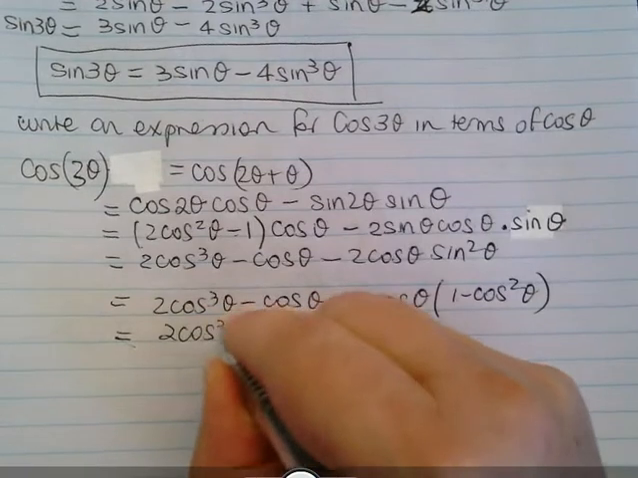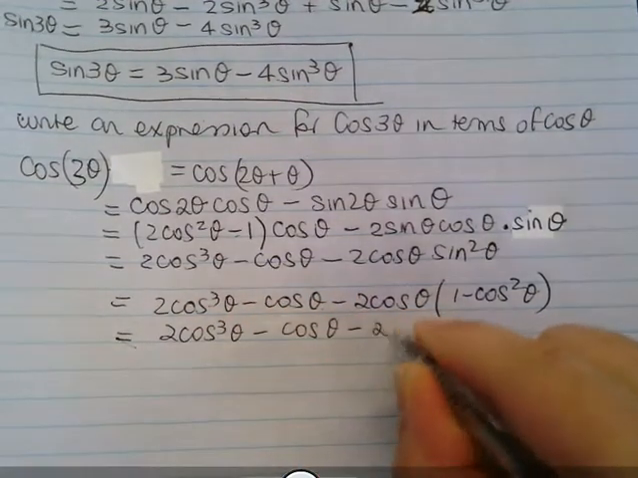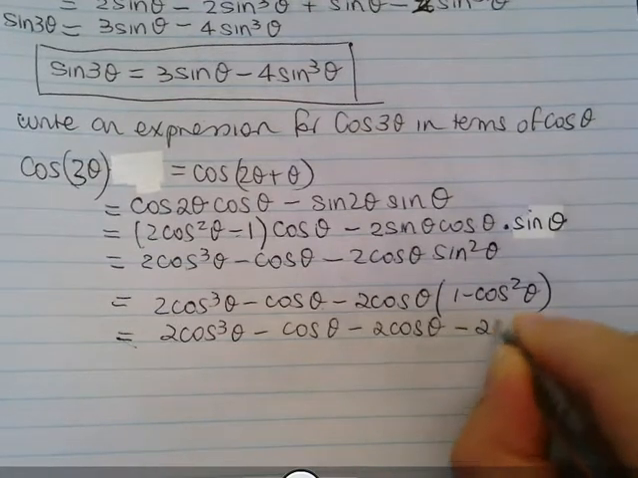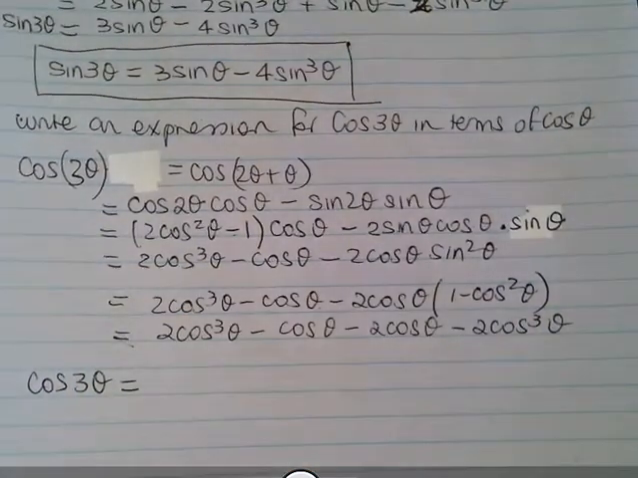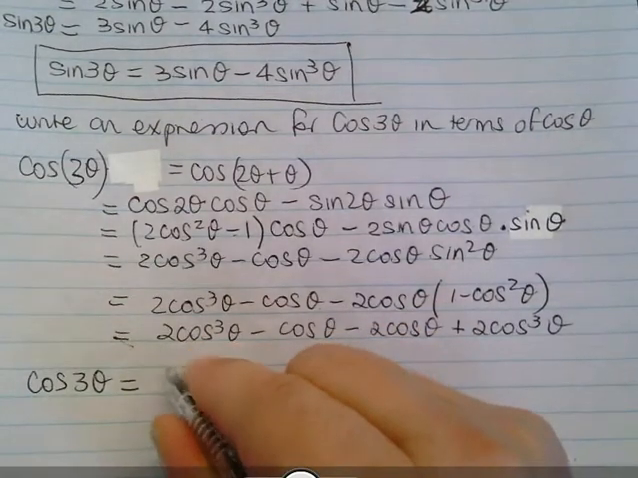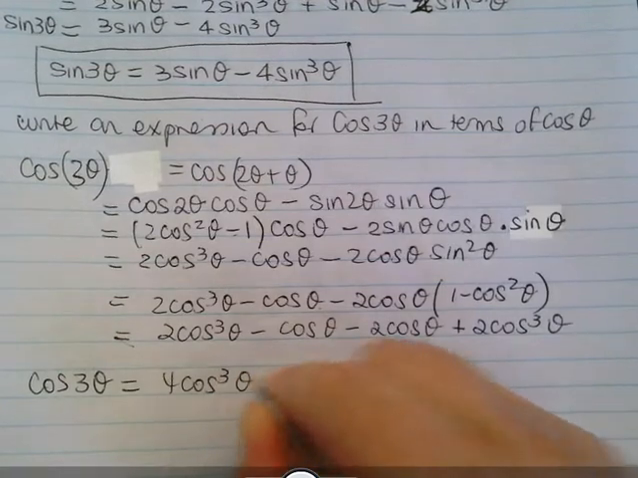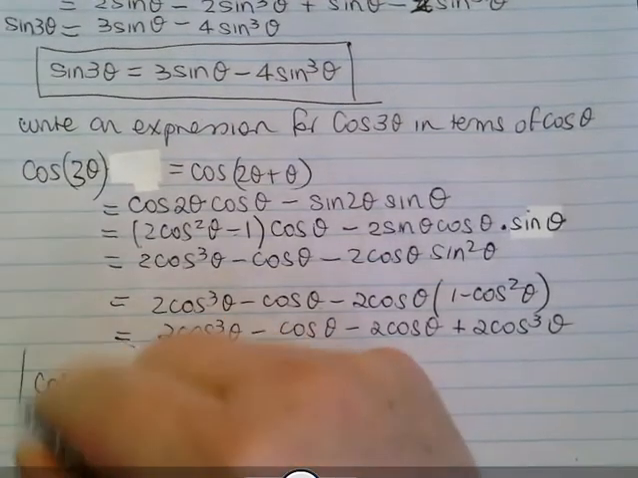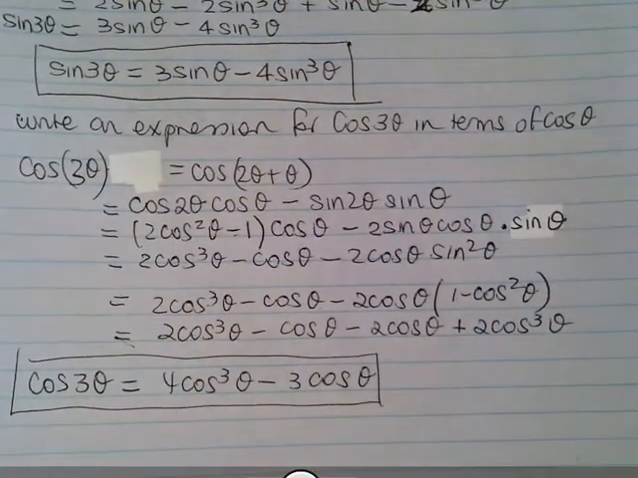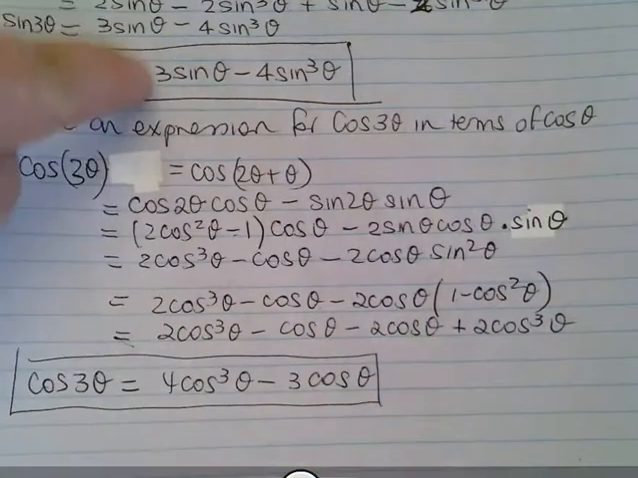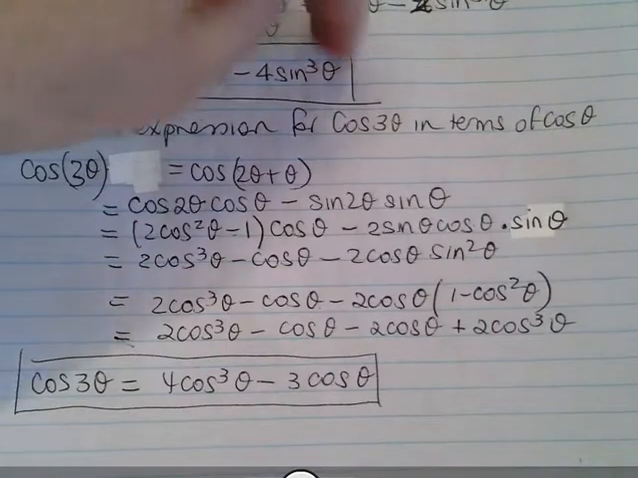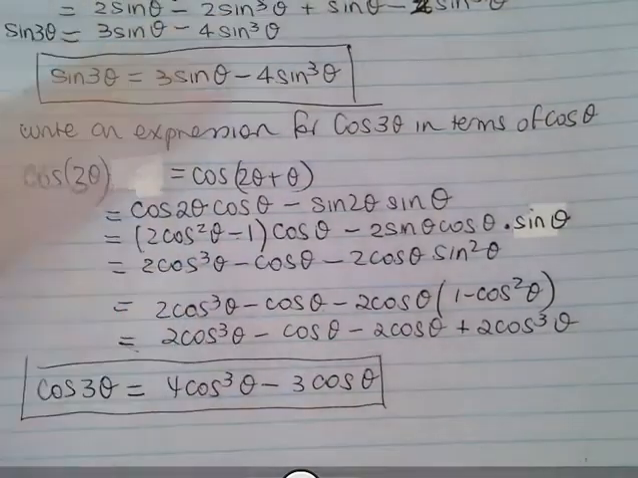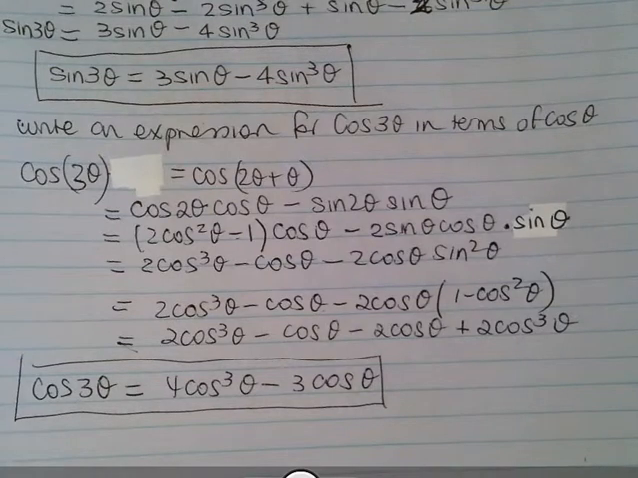So it's 2 cos cubed theta minus cos theta minus 2 cos theta minus 2 cos cubed theta. And so therefore the result for cos 3 theta is 4 cos cubed theta minus 3 cos theta. If you look at it and compare it to the sine result, they're sort of opposites. Here the sine is positive, the cos is the minus 3 cos, and that's minus 4 sine cubed, and this is plus 4 cos cubed. So they're sort of like opposites of each other.